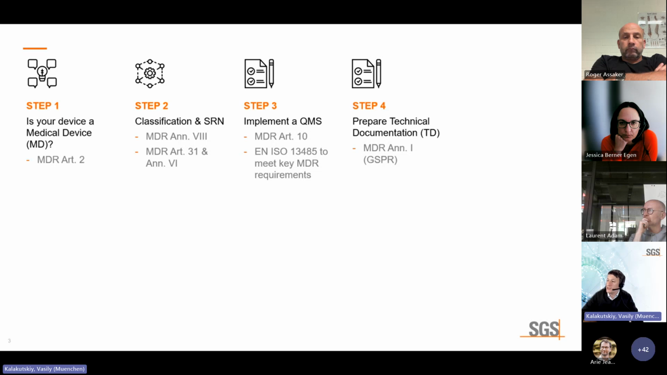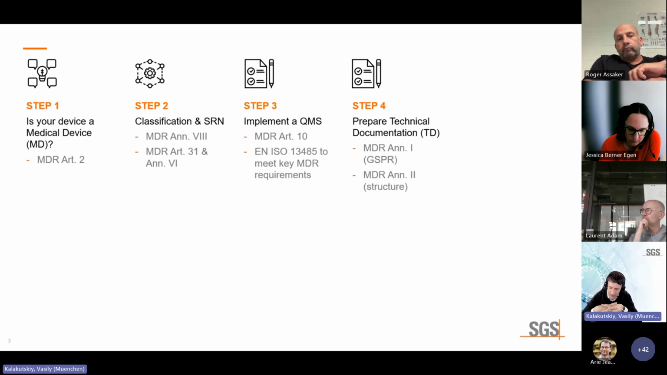A technical documentation confirms the conformity of the product with Annex 1 of MDR. And what exactly has to be in this technical documentation is described in Annex 2 of MDR. So basically, we as auditors and assessors consult Annex 2. When we get the package from the customer, we check it for completeness, and Annex 2 is the part of MDR that we use to make sure that all documents are here.